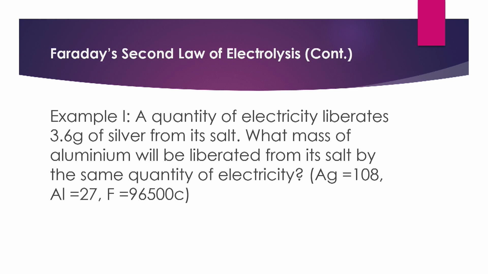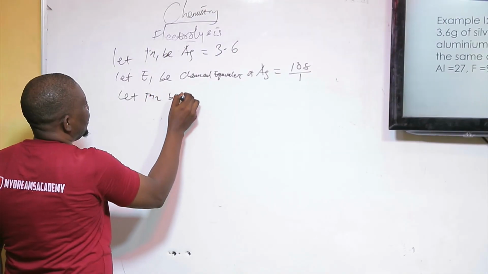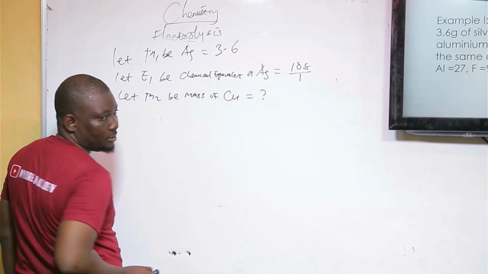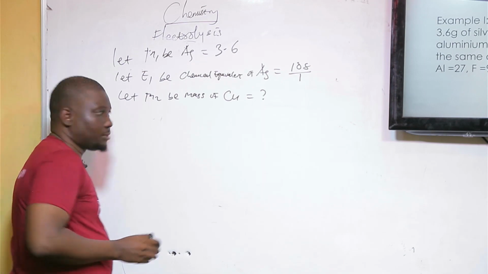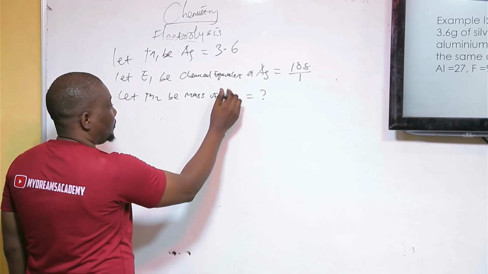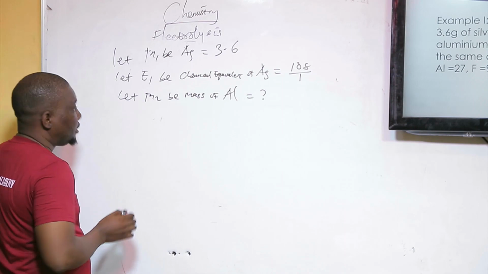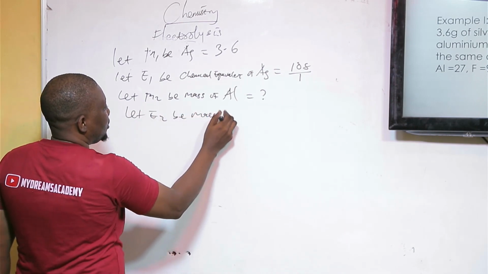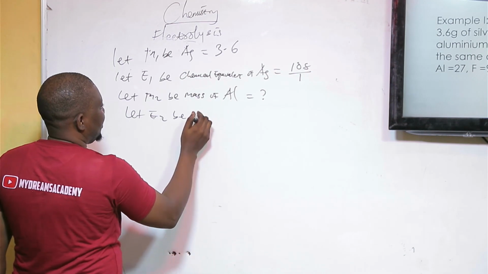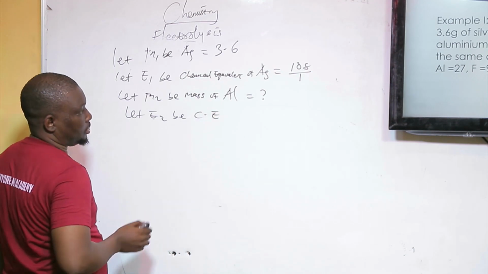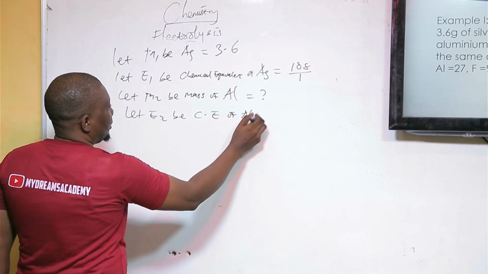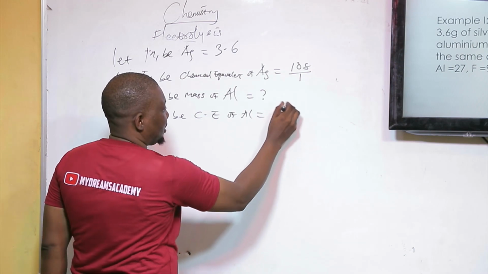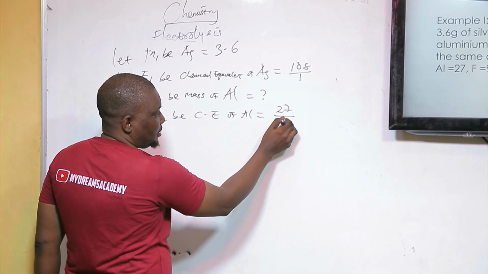Now, let M2 be the mass of what? Copper, and it's not given. Are you with me? Sorry, mass of copper? No. Mass of what? Aluminium. You can see there. Then let E2 be the chemical equivalent, please let me use this short form, of Al, which is, what's the mass of aluminium there? It is given as 27 over the charge. What's the charge on it? 3.